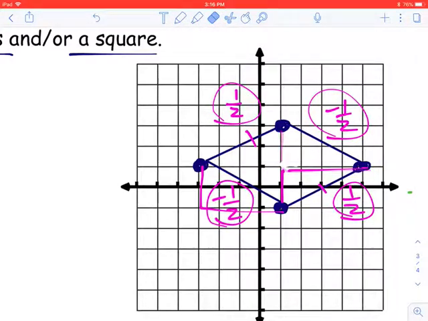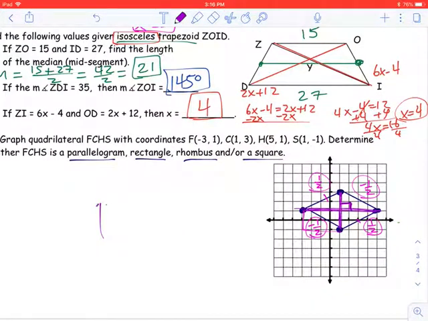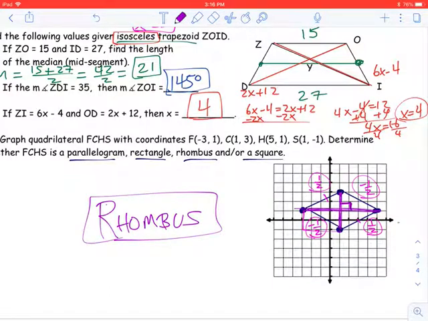So the last thing I want to check is, are the diagonals perpendicular? If you look at the diagonals, they're going straight up and down and straight across. Well, that does make a right angle, so therefore this is a rhombus. That is a rhombus. So that kind of makes it easier if you like to graph. If you would rather use the slope formula, again, that's also an option.